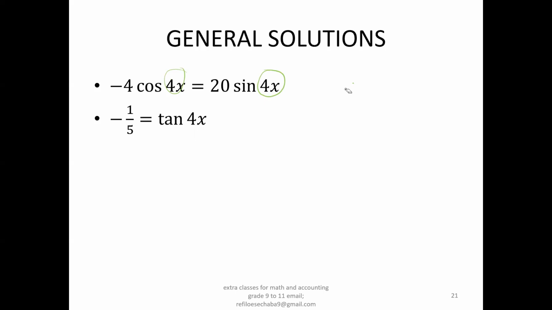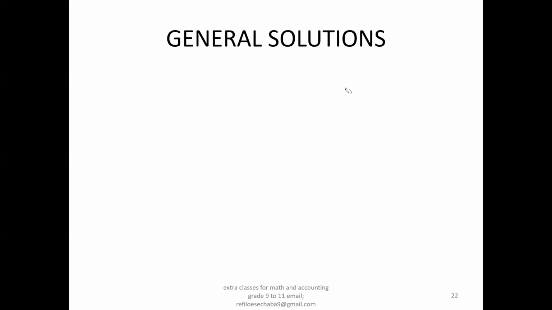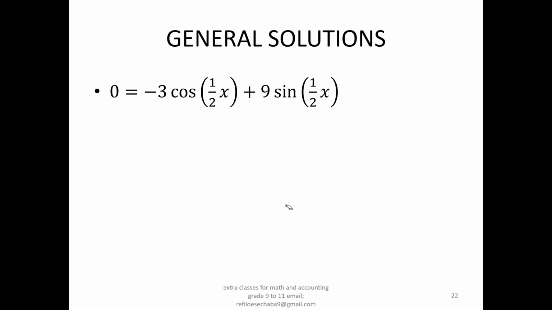Yes. And then 4x will be equal to the inverse tan of negative 1 over 5. Is that okay? Yes. And then you will divide everything by 4. Is that okay? Yes. That's what you need to get. May I proceed? Yes. Things are looking good, actually. If we continue like this, we might be done with everything.